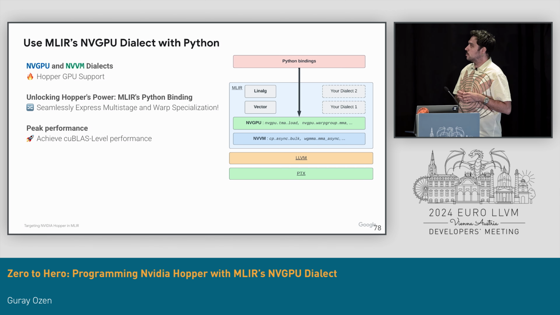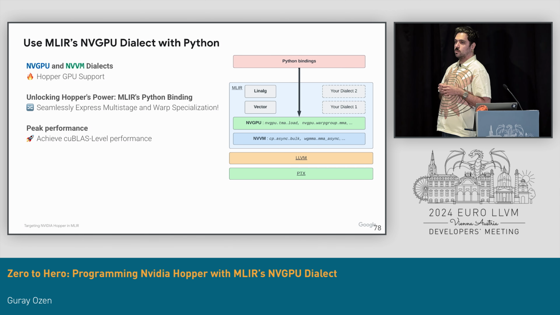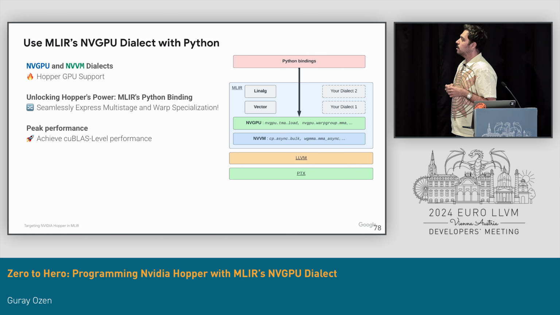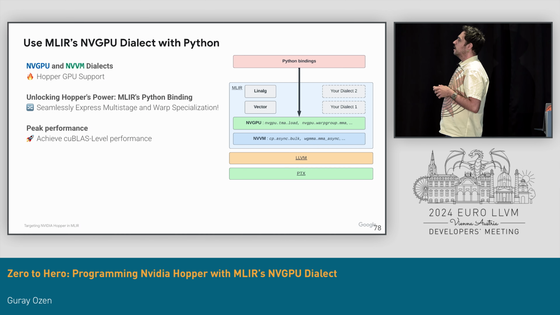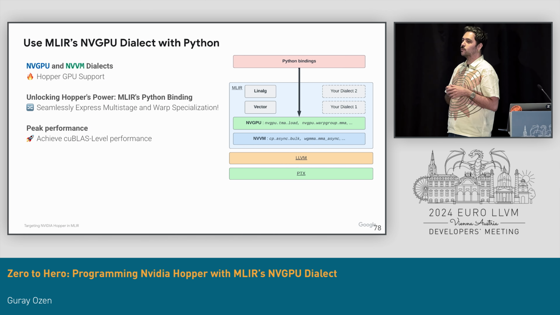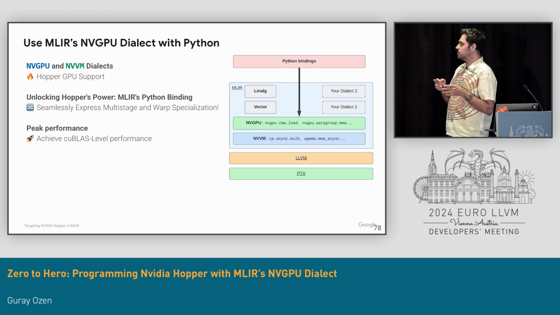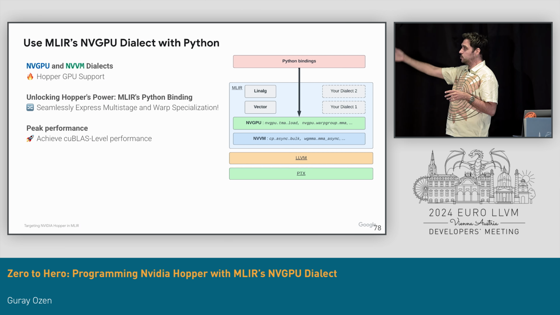Well, that's it. That is the end of the tutorial, and you will have the code online. What we have learned is that MLIR is great. We have the dialects, NVGPU, NVVM. And we unlocked Hopper's power. We have implemented multistage. We have implemented warp specialization. And that was the picture of today.